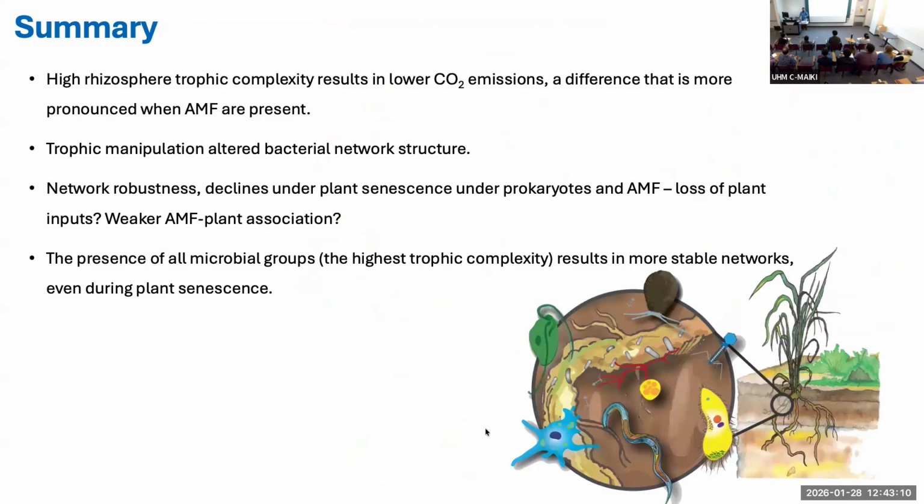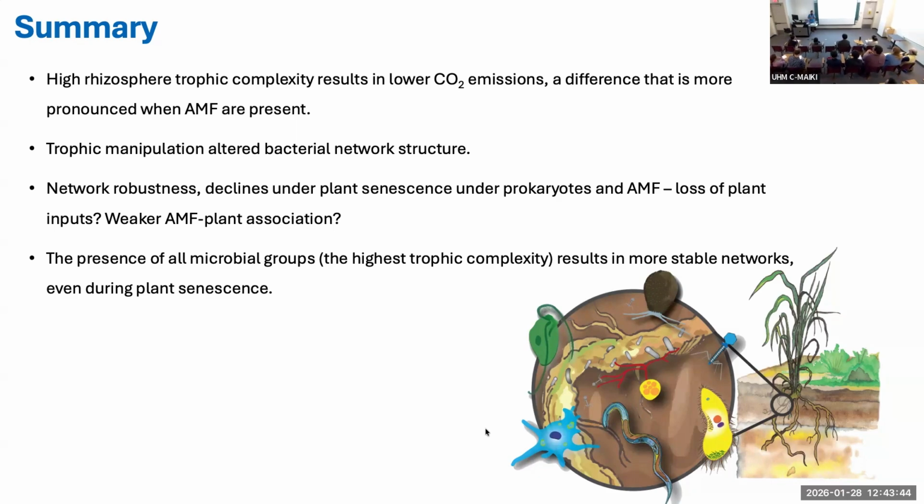Okay, I promise I will go fast now because the next point is very important to me. So we can see here that high rhizosphere trophic complexity results in lower CO2 emissions, a difference that is more pronounced when AMF are present. Trophic manipulation alters bacterial network structure. Network robustness declines under plant senescence with prokaryotes and AMF. The presence of all microbial groups results in more stable networks even during plant senescence, and we're testing more of this.